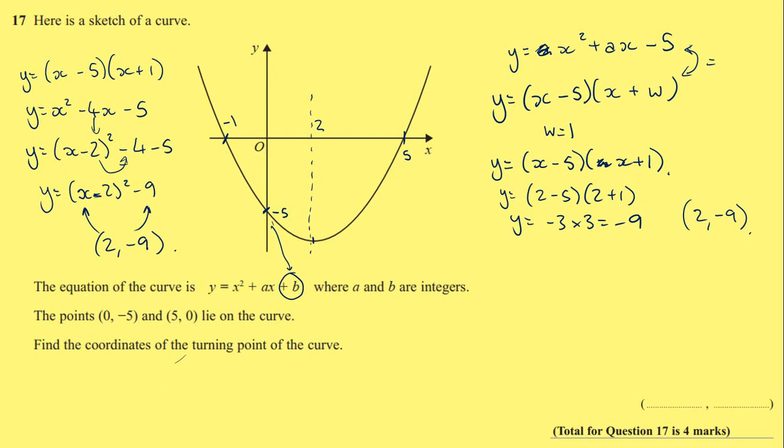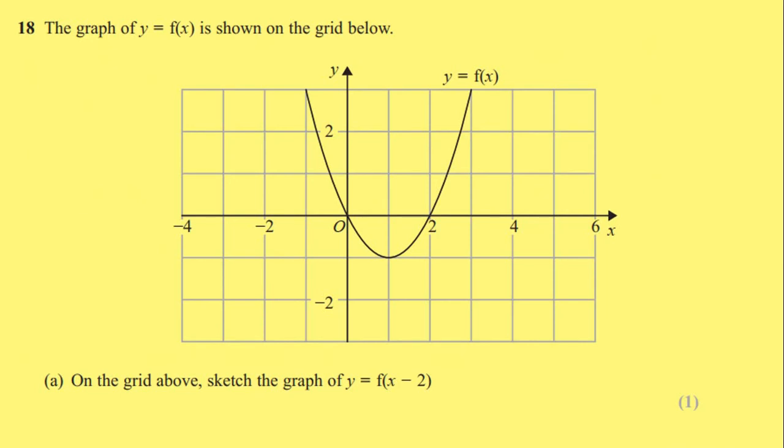Okay, moving on. Question 18. The graph of y equals f of x is shown on the grid below. It looks a bit like a quadratic, but we don't know which one it is. On the grid above, sketch the graph of y equals f of x minus 2. Now, if we are inside the bracket, then we're affecting x.